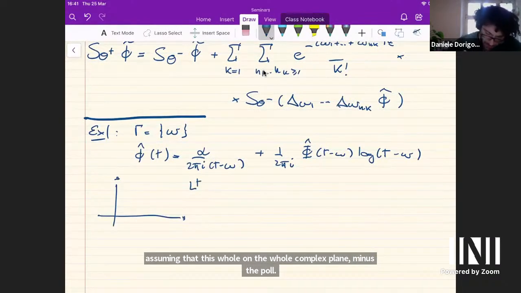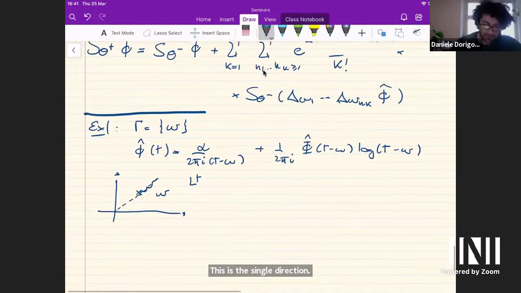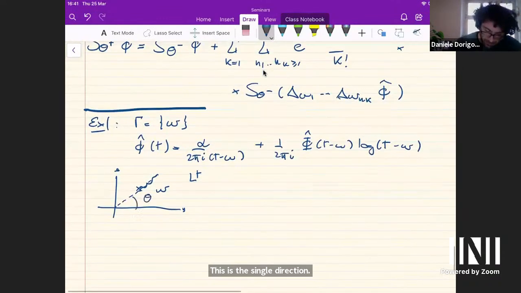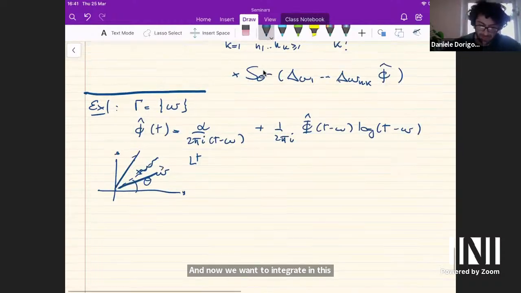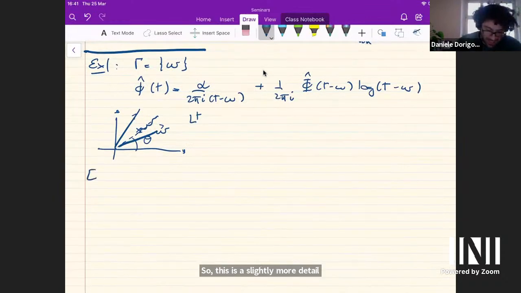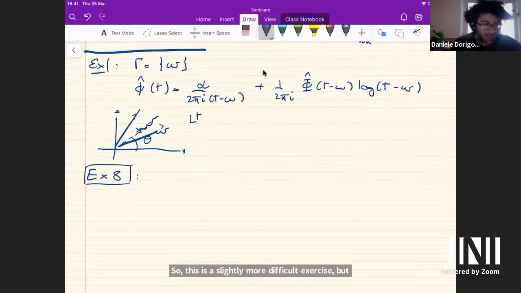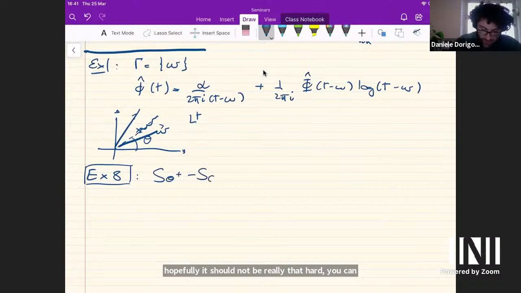So this is the Borel plane. This is the singular direction. This is omega. And now we want to integrate in these two different directions. So this is a slightly more difficult exercise, but hopefully it should not be really that hard. You can actually do this integral. The pole is simple, the log is slightly less simple.